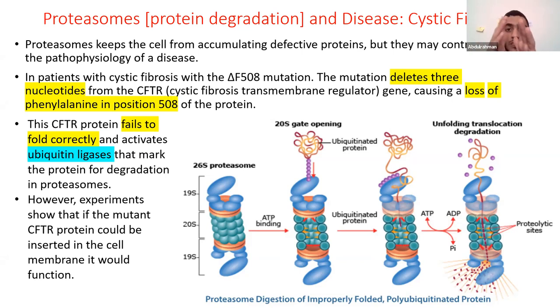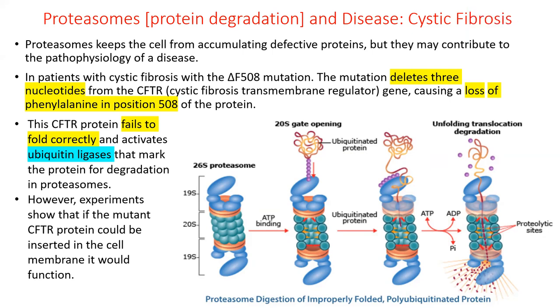Like each receptor, such as the sodium potassium ATPase, for example, it's responsible for taking in sodium and potassium, regulating the sodium and potassium. CFTR is responsible for regulating the chloride found in the lung membrane. If it fails to regulate the chloride, we're going to have the disease.